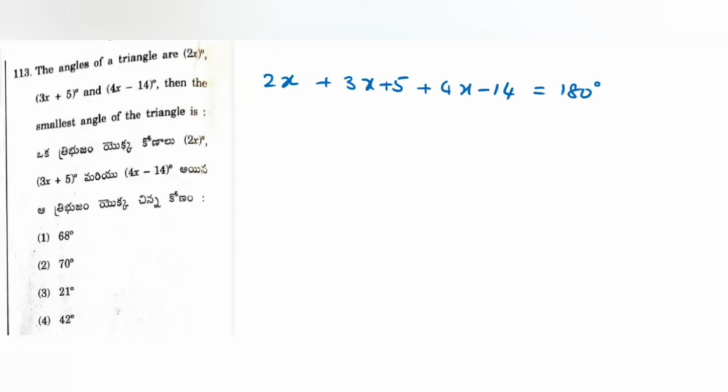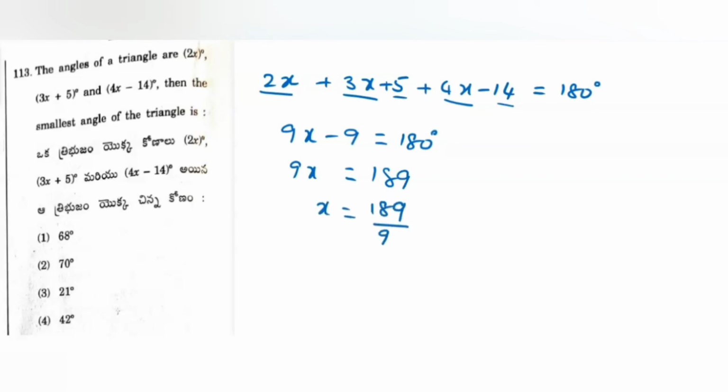So adding the like terms 2x, 3x and 4x, let us add all these three. So it comes to 9x, and plus 5 minus 14 are like terms, those are constants, which gives you minus 9, which is equal to 180 degrees. So 9x is equal to, sending this minus 9 to the other side, gives you 180 plus 9, which is 189. So x is equal to 189 divided by 9, which gives you 9 ones are 9, 9 twos are 18, 9 twenty-ones are 189. So x is equal to 21.